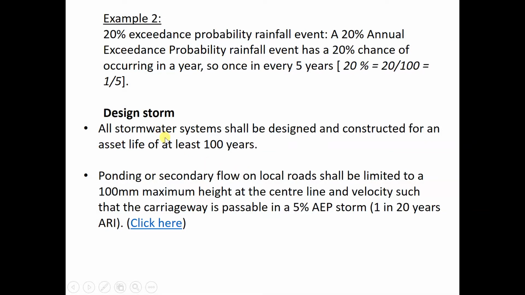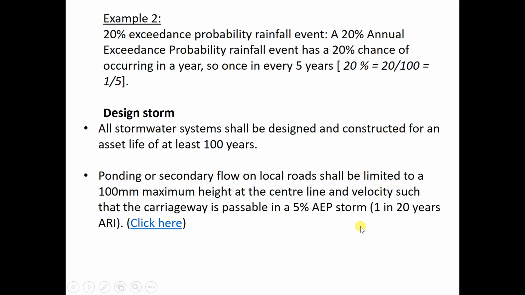The design storm. All storm systems shall be designed and constructed for an asset life of at least 100 years. That means that the assets, the roads, the culvert, the drain, they need to be designed for 100 years. Okay, ponding on secondary flow on local roads shall be limited to 100 mm maximum height at the centre line and velocity such that the carriage rate is possible in a 5% AEP storm.